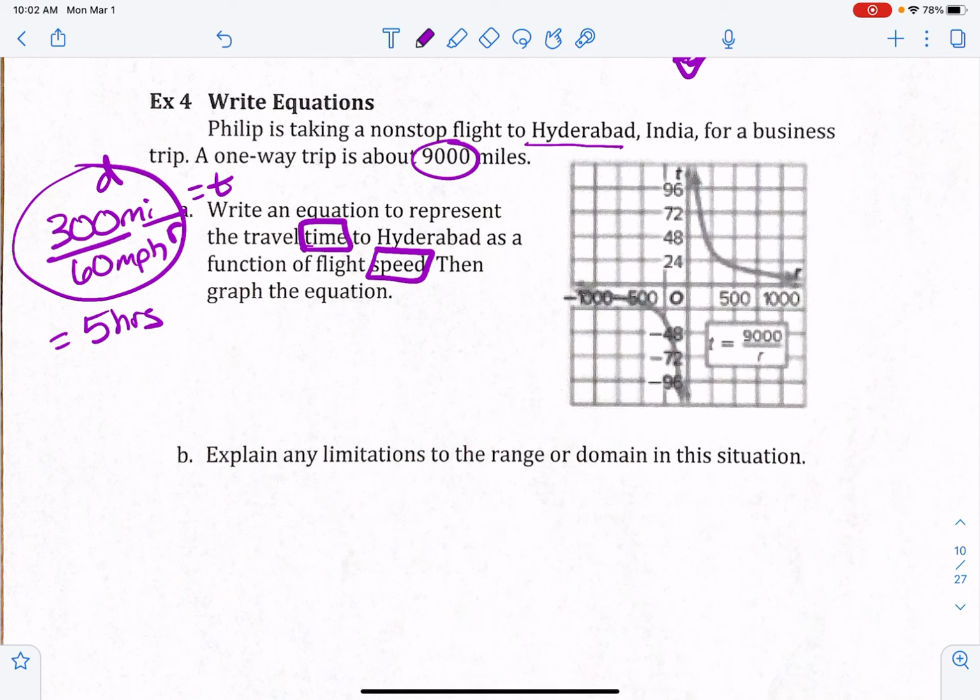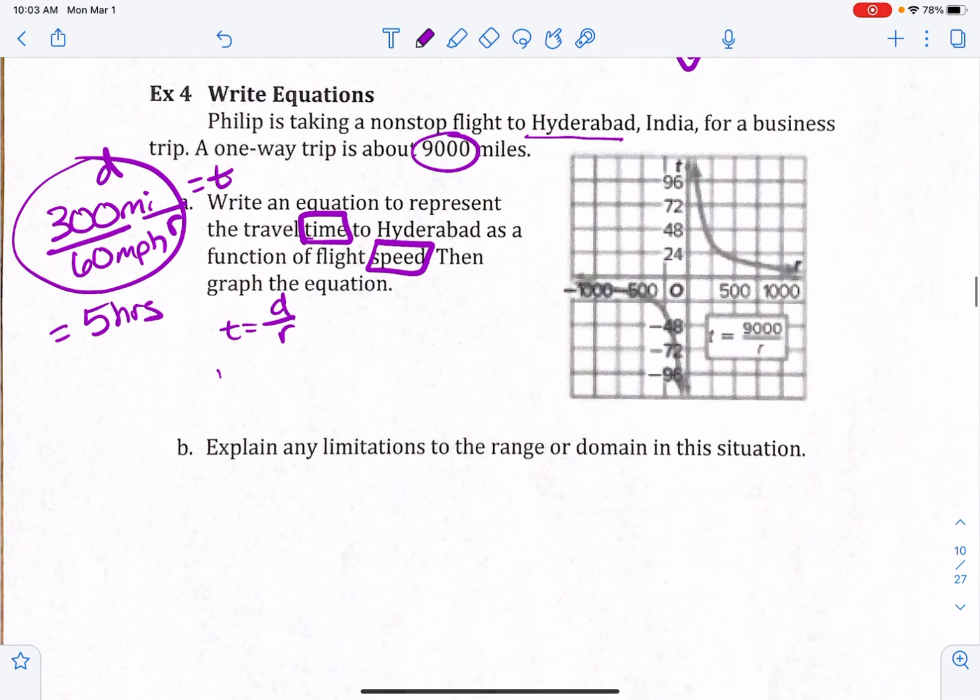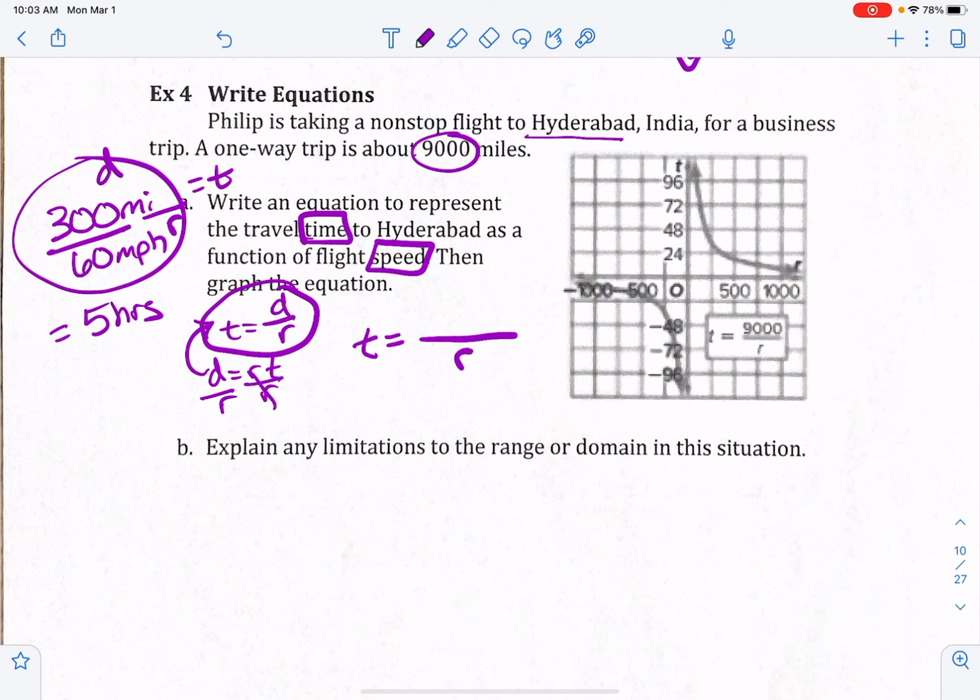You guys might have done that in Mr. Moose class maybe. Time is equal to distance divided by rate, or you might have done like distance equals rate times time. That's the same equation, but we've just divided the rate over, right? Distance divided by rate equals time, okay? So this equation is what we're going to use to set up, and we're going to say time is equal to distance divided by rate, except we already know the distance is 9,000 miles, okay?